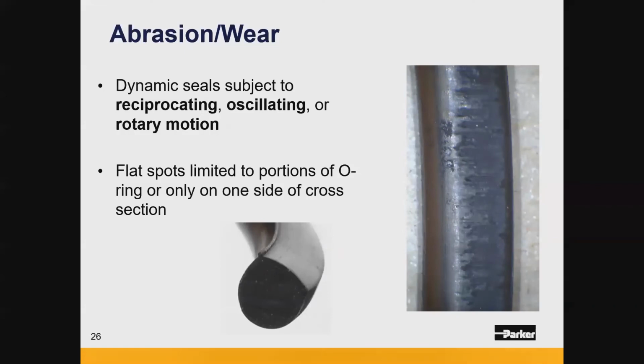Basically what happens is just over time, the seal material is worn away in very small amounts. And this is identifiable by the fact that there's an uncharacteristic flat region on just one side of the O-ring or seal, as opposed to both sides, as typically occurs with compression set.